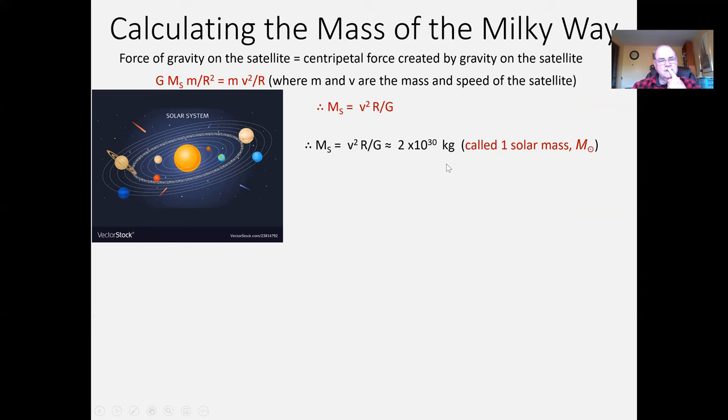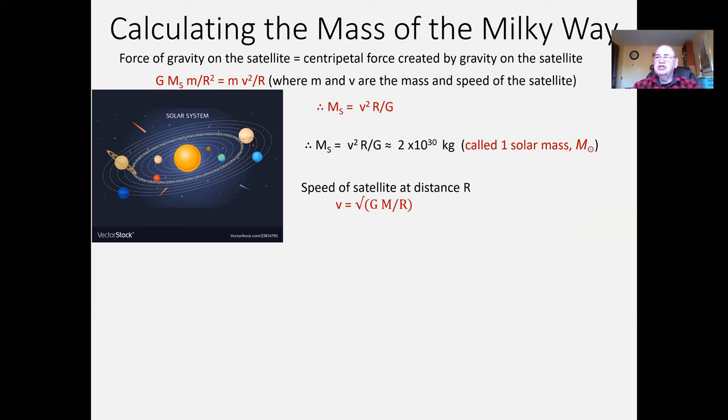Well, by the magic of algebra, we of course can solve the equation for any variable we like. And let's go ahead and solve for the velocity. If we know the mass of the central body and we know how far out the satellite is, then we can calculate what the velocity should be of that satellite. Okay? Instead of calculating the central mass, if we knew the central mass, we could calculate the anticipated velocity depending on how far out you are.